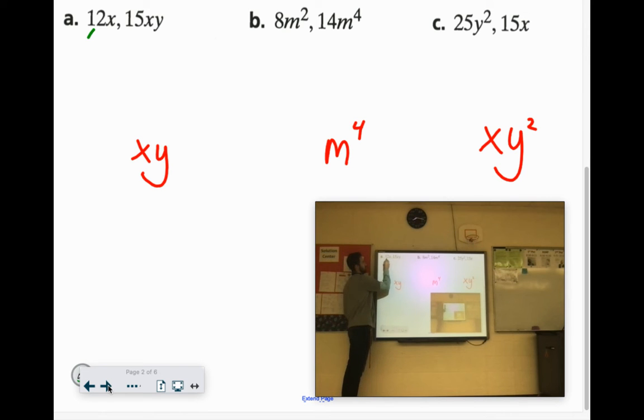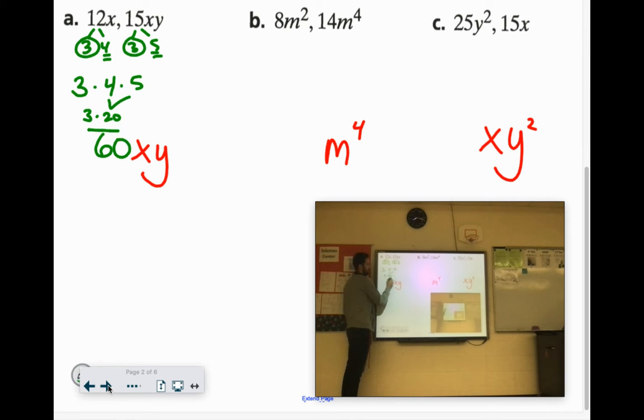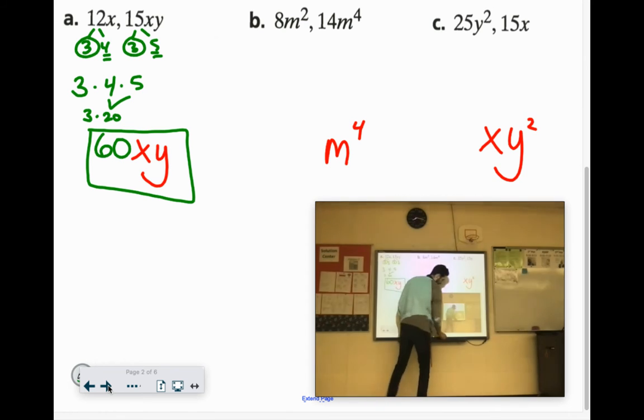Now let's figure out what numbers are going to go in front of it, what coefficients we're going to have. So 12 and 15 have 3 in common. Have the 3, great. 4 and 5 have nothing in common, so just bring them on down. 4 times 5 is 20, times 3 is 60. So our least common multiple would be 60xy.